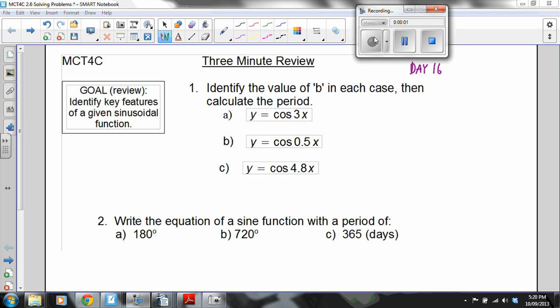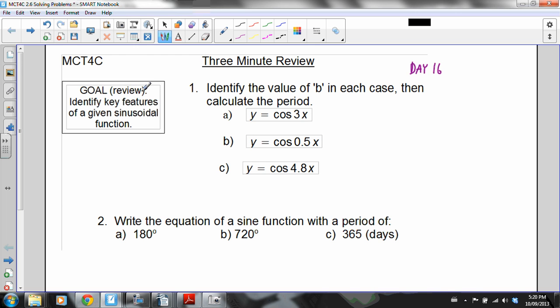This is MCT4C day 16. The lesson is 2.6, the last textbook lesson for the second chapter on trig functions. 2.6, solving problems involving sinusoidal functions. The goal is to identify key features of a given sinusoidal function, and this is a bit of a setup for what we're doing later.